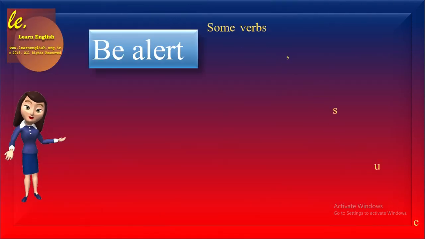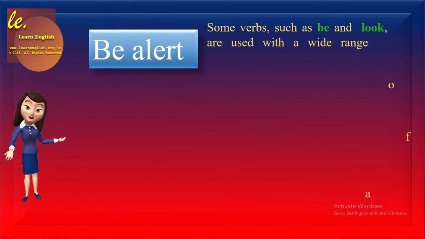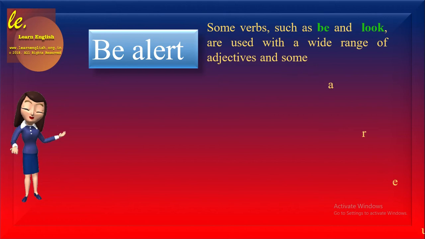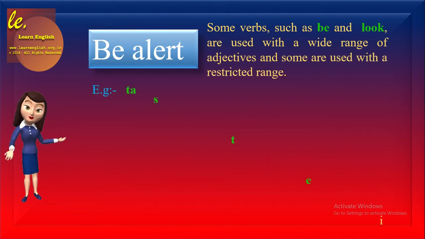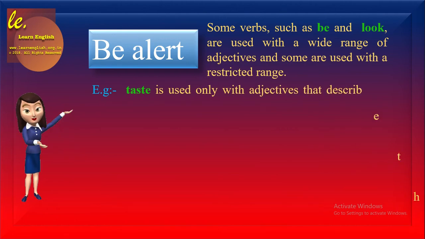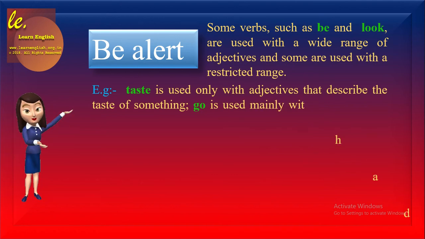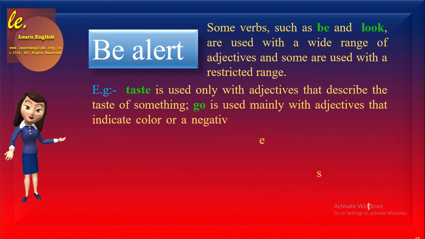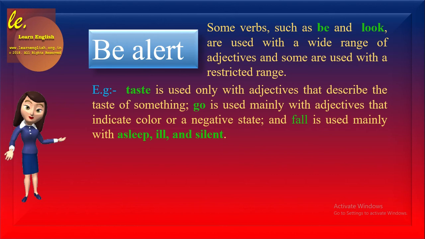Be alert. Some verbs such as be and look are used with a wide range of adjectives, and some are used with a restricted range. Taste is used only with adjectives that describe the taste of something. Go is used mainly with adjectives that indicate color or a negative state, and fall is used mainly with asleep, ill, and silent.